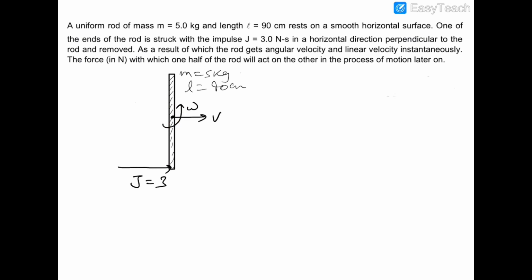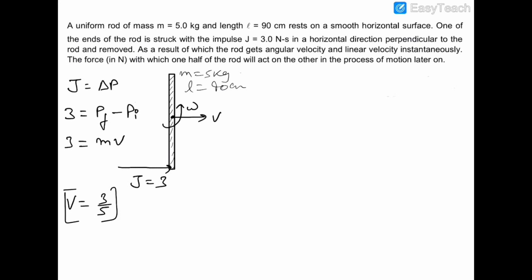So first of all, we have to find out the omega and v. Then we'll take up the final question in the later part. So first of all, let us see that the impulse is equal to change in momentum. So impulse is 3 and change in momentum is final momentum minus initial momentum. Initially the rod was at rest and the final momentum of the rod is m into v. The mass of the rod is 5, so v is equal to 3 by 5. This is the velocity with which the rod will move.